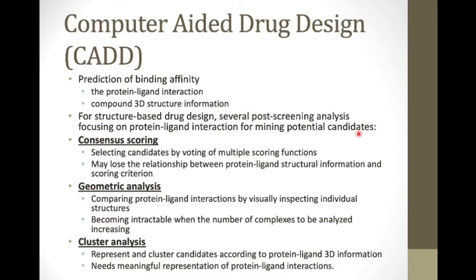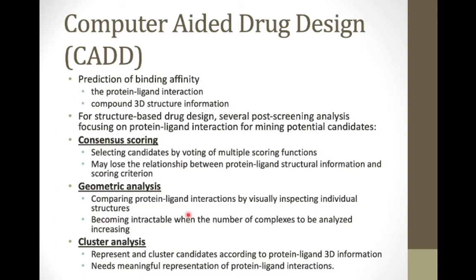For structure-based drug design, we can do this through consensus scoring. So this is selecting candidates by voting of multiple scoring functions. And so we may lose the relationship between the protein-ligand structural information and scoring criterion. We also can look at geometric analysis. So this is comparing protein-ligand interactions by visually inspecting individual structures, which is becoming intractable when the number of complexes to be analysed is increasing.